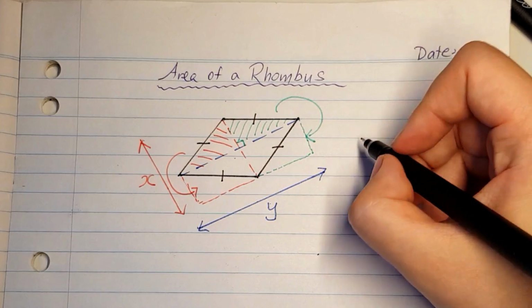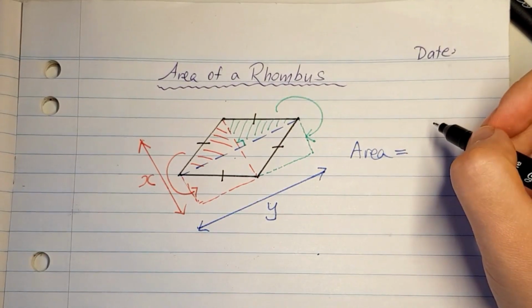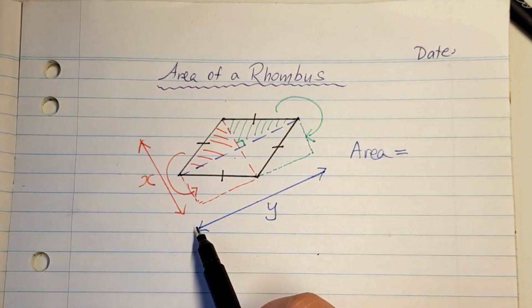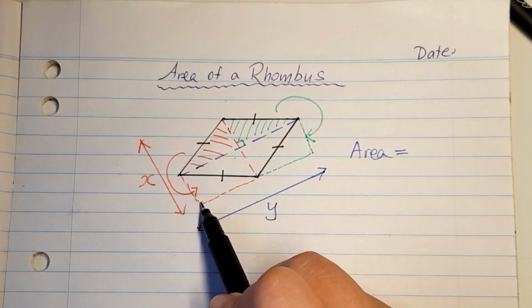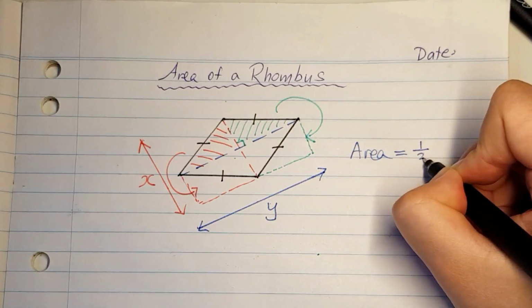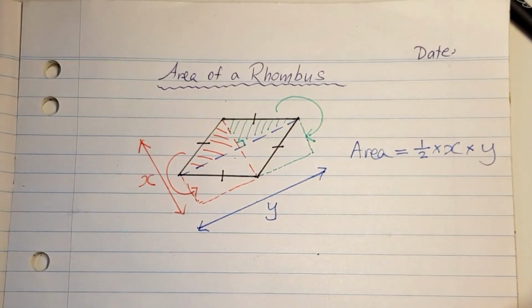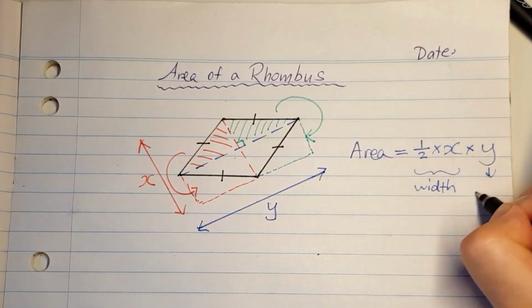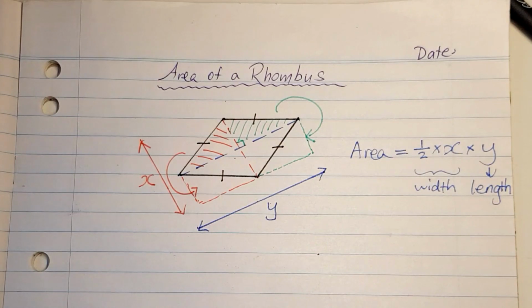Okay, so let's write this down. The area of a rhombus, we have turned it into a rectangle, and the length of the rectangle is Y. The width of this new rectangle is only half the length of X. So as a formula, we can write down that it is half of X times Y. Okay, so this is width and that is length, if you want to visualize that as a rectangle.